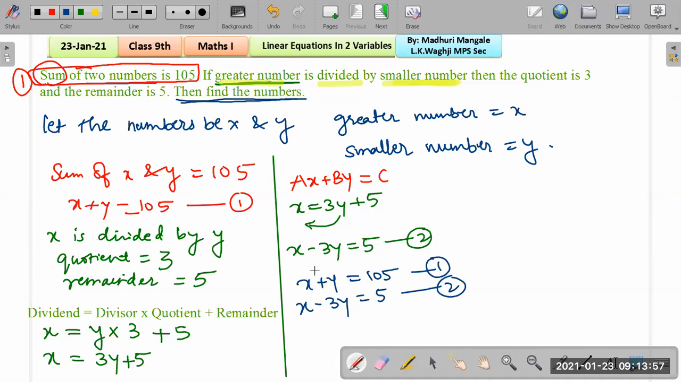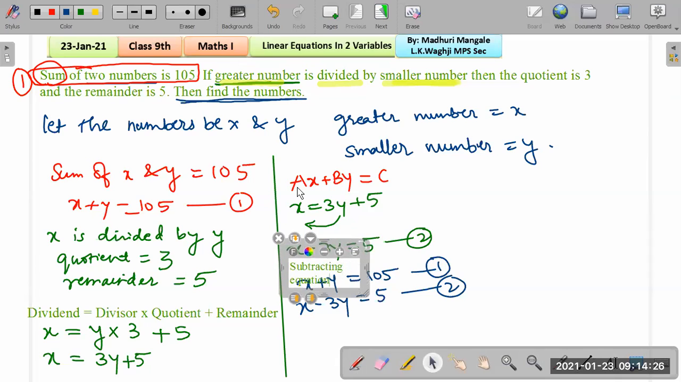And look at the coefficients of x. The coefficients of x are 1 and 1. That means we can cross them out, right? So should we add or subtract? Adding will give a 2x, subtracting will cross them out, right? So here we will write a statement. What should be the statement? We are subtracting.